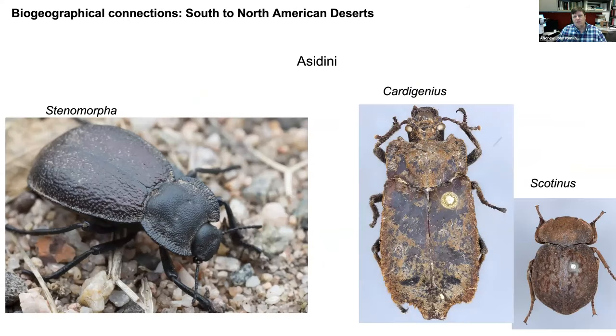We also see connections, well, we just talked about how this relates over to the Afrotropical region, but also again, North America, this tribe Asidini that we heard about in the Pimeliines yesterday. We have the North American fauna and this South American fauna, and their flightless taxa are restricted to these deserts. So that's kind of neat. How did they get there historically? What's the evolutionary story that explains these beetles' distribution?